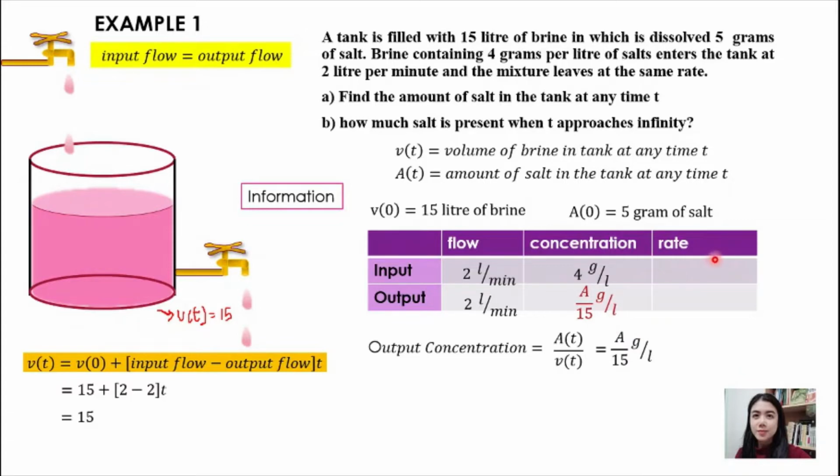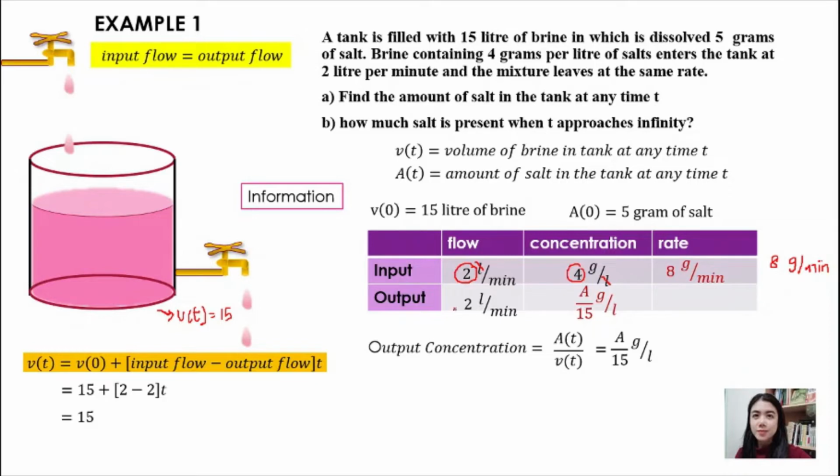Now the next thing you have to do is identify your input rate and your output rate. How are we going to know them? Through multiplication. You multiply your 2 with 4, so you have 8. If you look at the units, input flow is liter per minute and input concentration is gram per liter, so the liter can cancel. Then you have the unit of gram per minute. So your input rate will be 8 gram per minute.